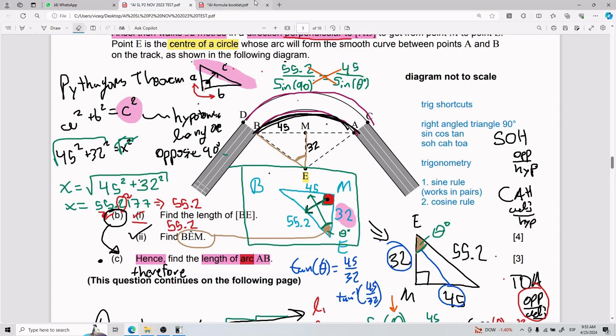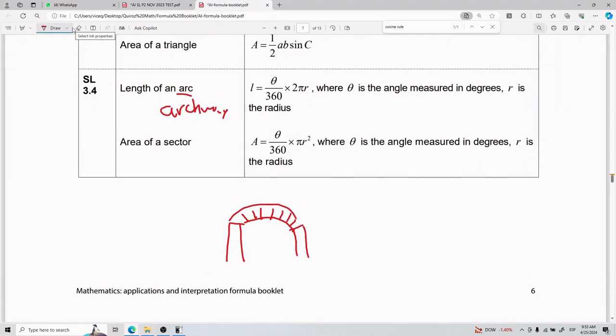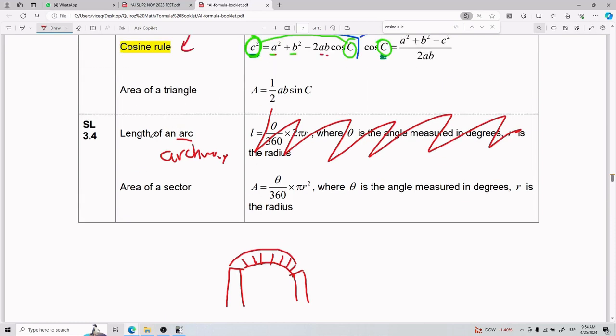This is why the formula booklet exists. You read the word arc, you jump over here, and you say, yeah, I know there's a formula for length of the arc. Maybe I forgot how it was. You're not supposed to know it by memory, but you are supposed to identify arc equals formula booklet equals find it. And so you find it, and you stare at it, and it says length equals theta divided by 360 times 2 pi r.